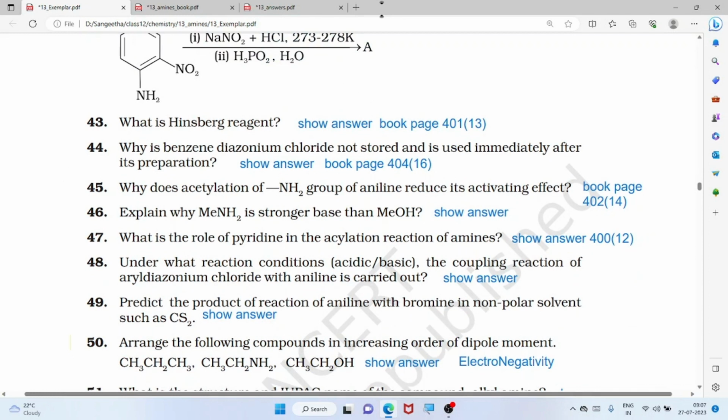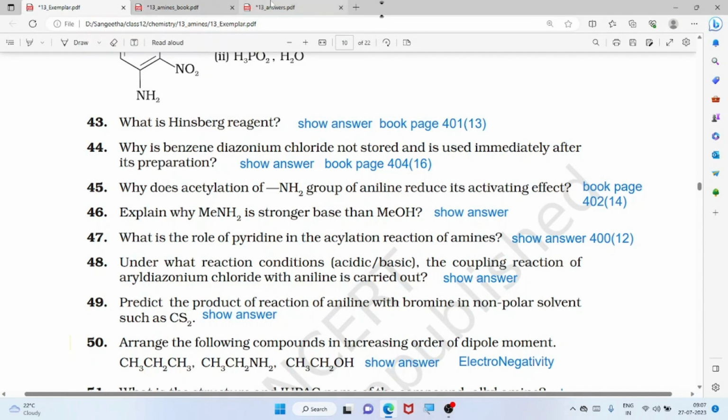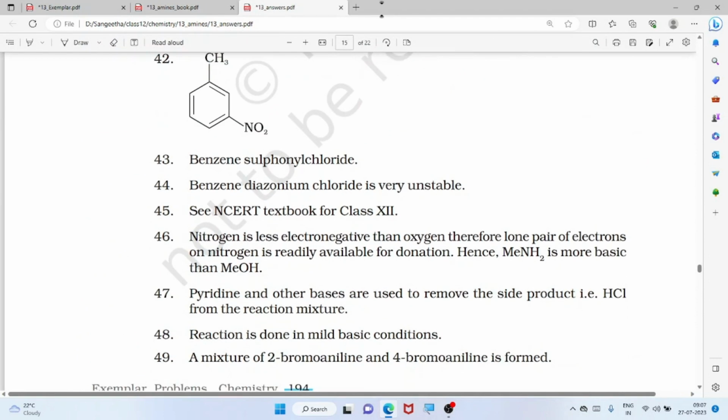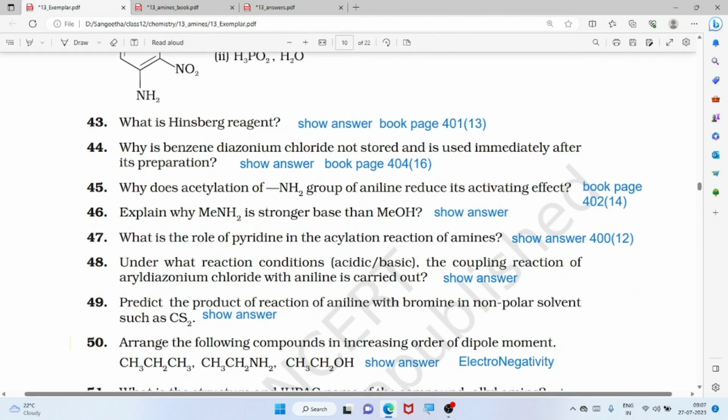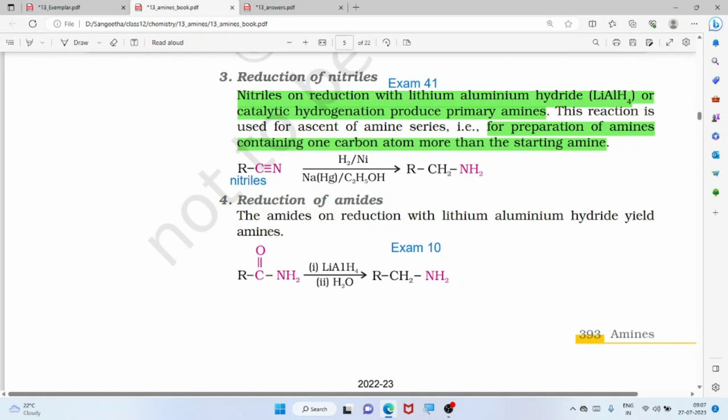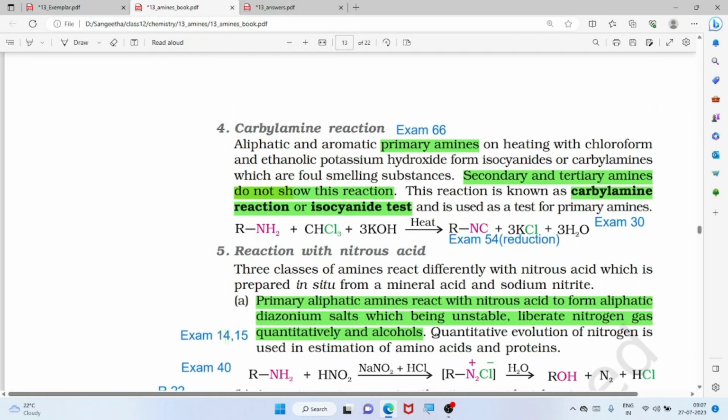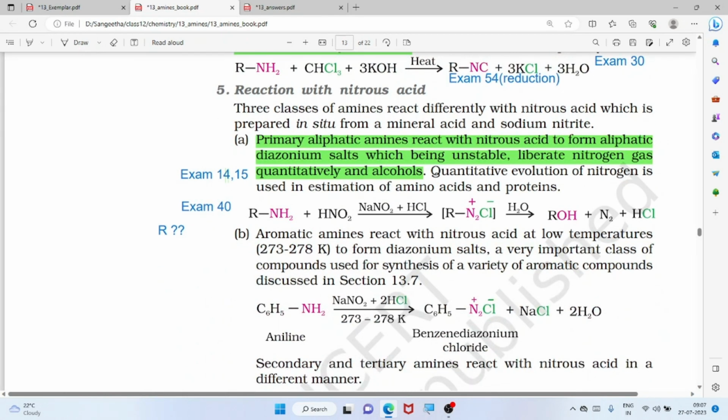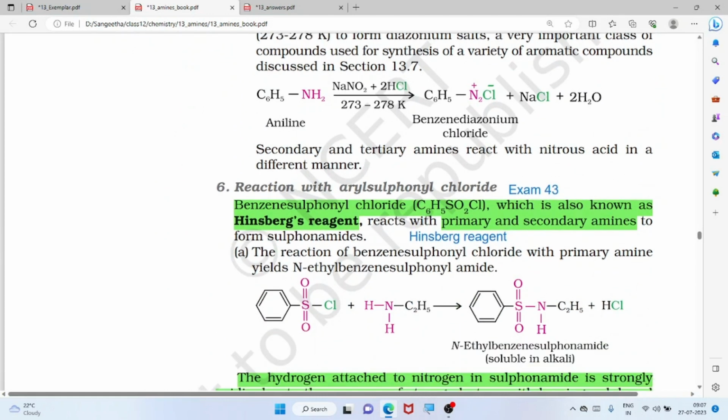What is this Hinsberg reagent? 43. Benzene sulfonyl chloride. This is the Hinsberg's reagent. Okay, benzene sulfonyl chloride.